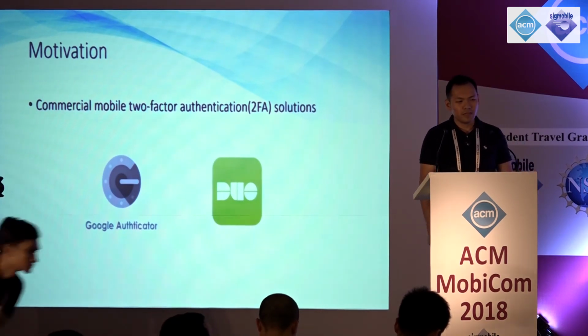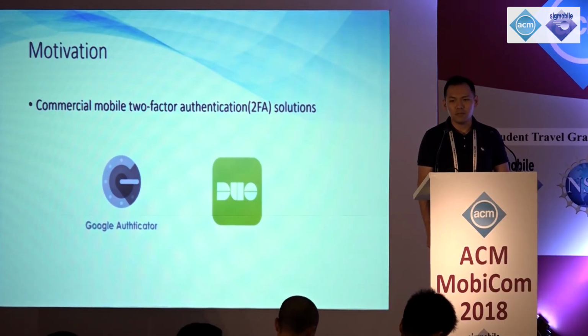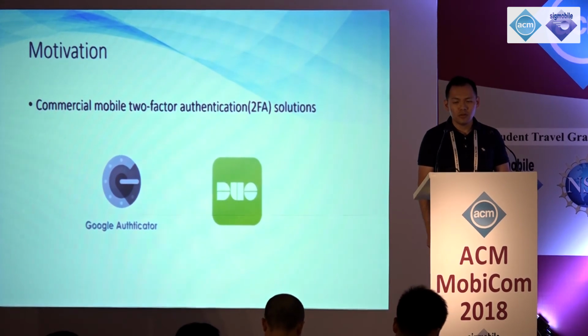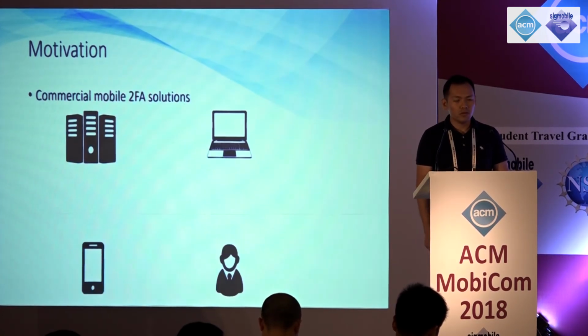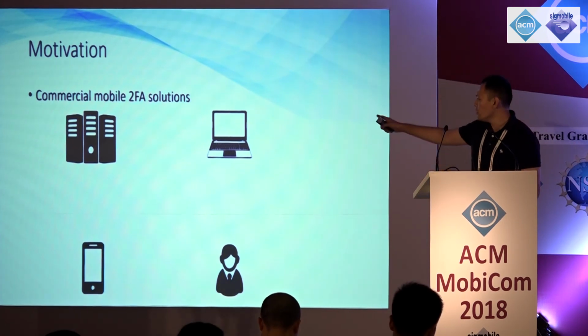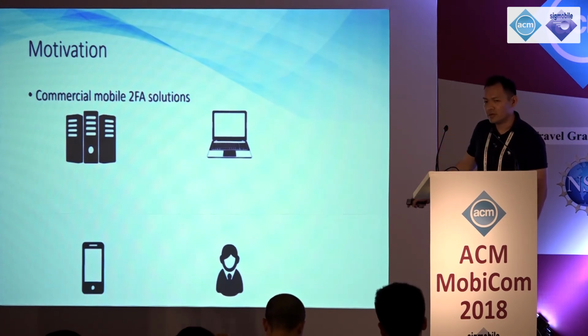Mobile two-factor authentication has become commonplace along with the popularity of mobile devices. There are many existing commercial 2FA solutions like the Google Authenticator and the Duo system. Here is a common model for these solutions. There are 4 parts: the server, the encoded cell phone, the login device, and the user.